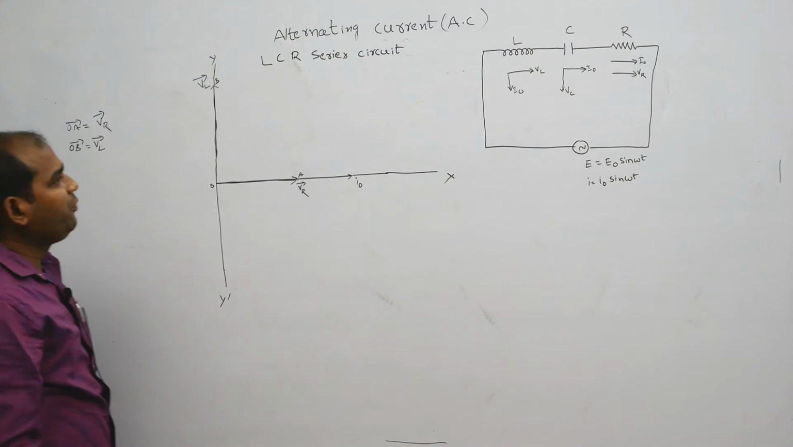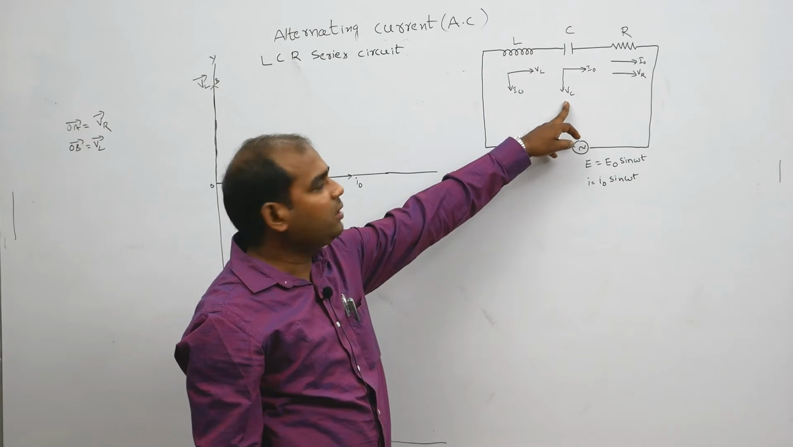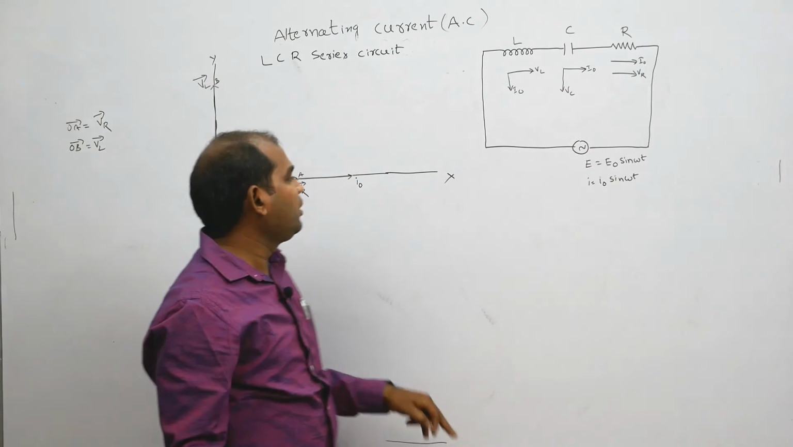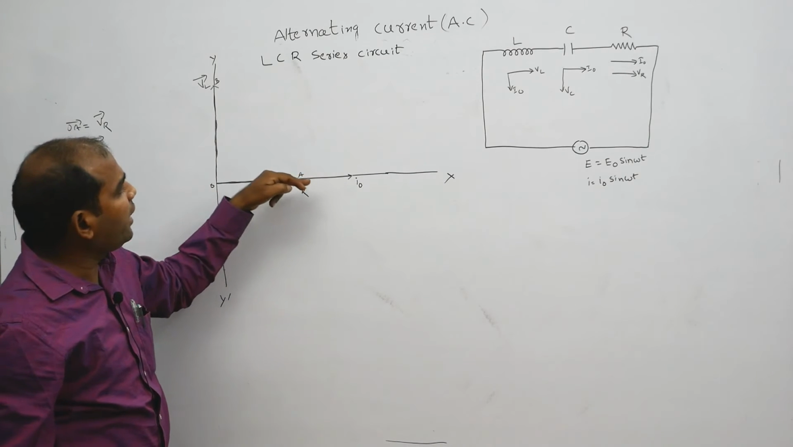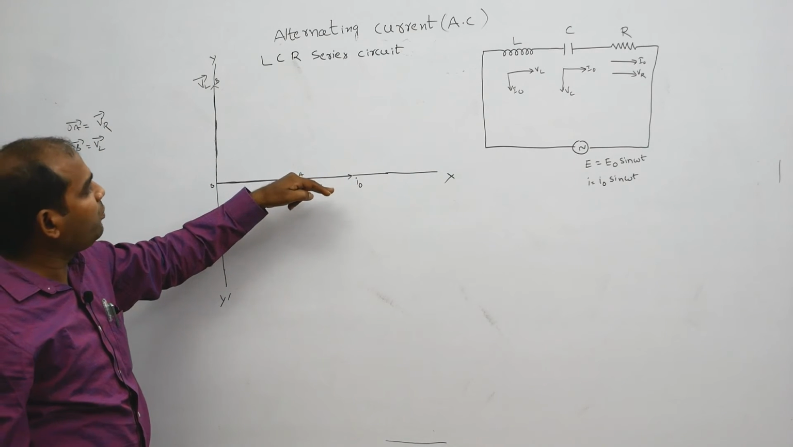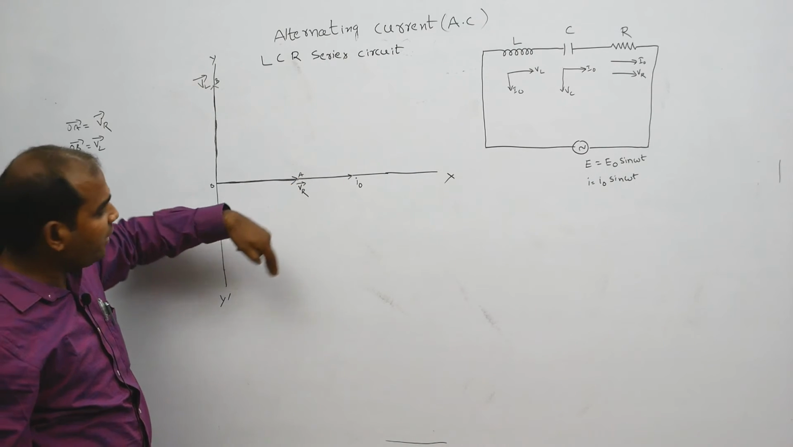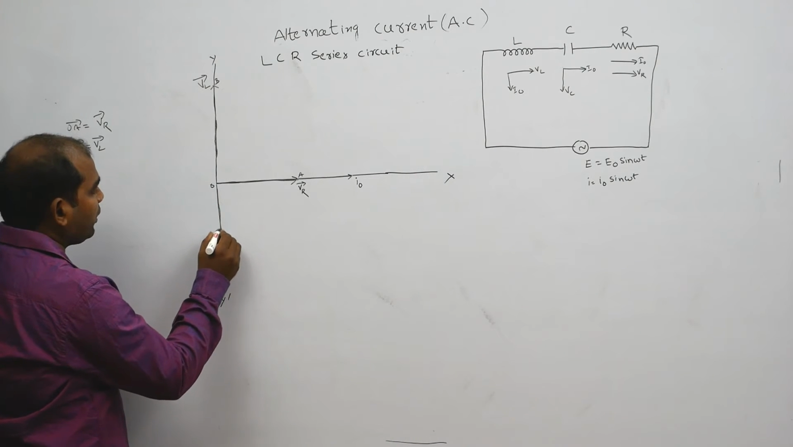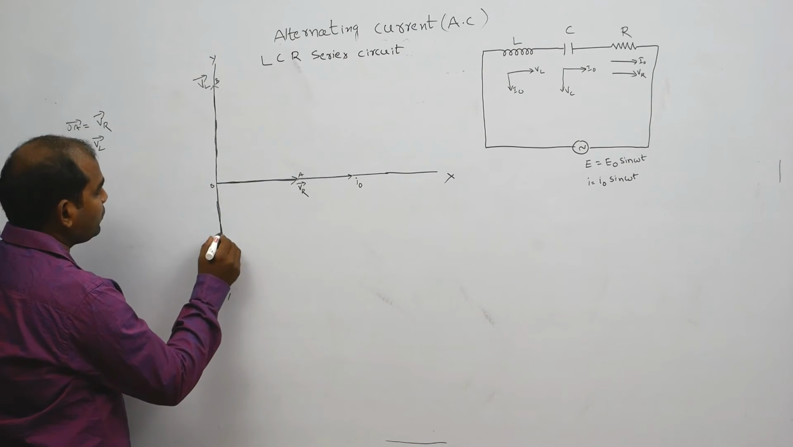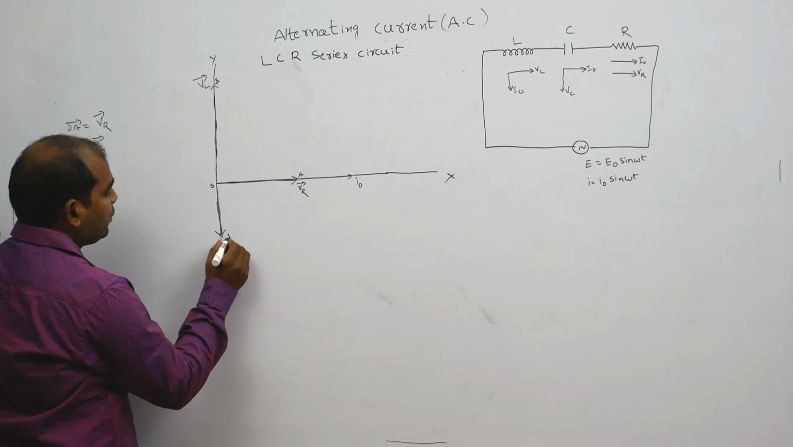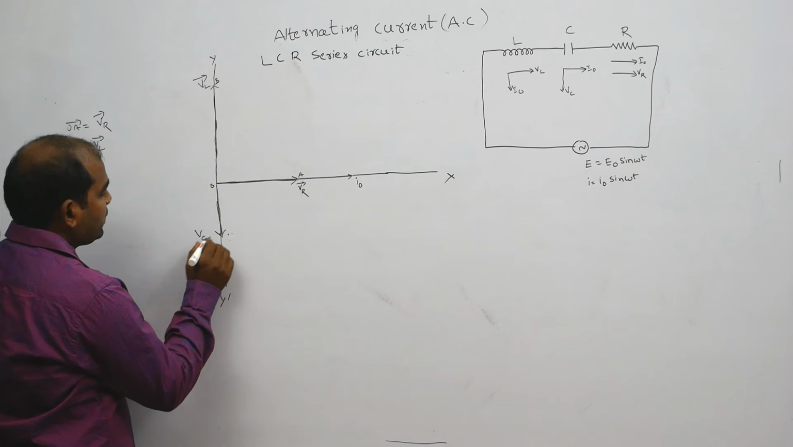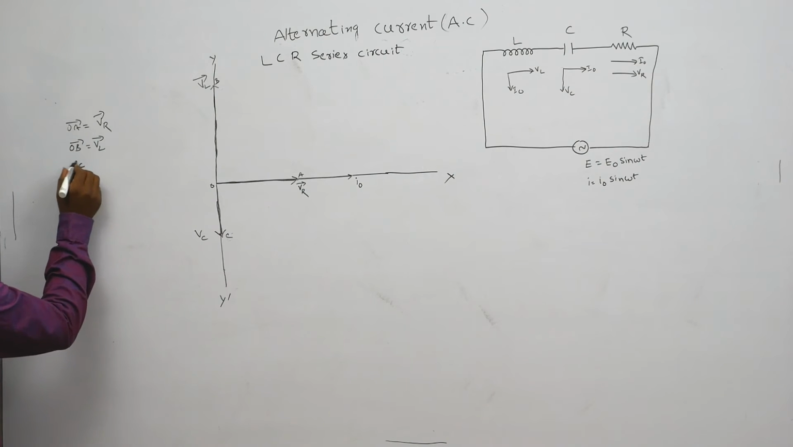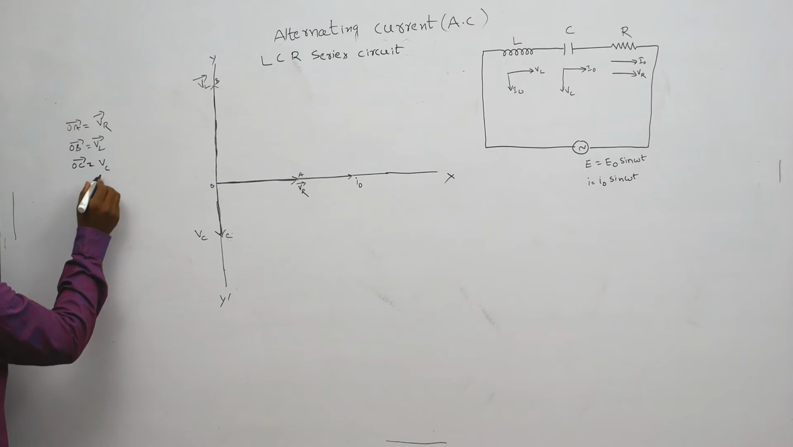Okay. Now come to the VC. The VC phasor is lagging behind the current phasor I naught. If the current phasor is along the x-axis, what would be the direction of VC? It is lagging behind by 90 degrees, so it would be along the negative axis. So this is VC. Let the point be C. So OC is represented by VC.